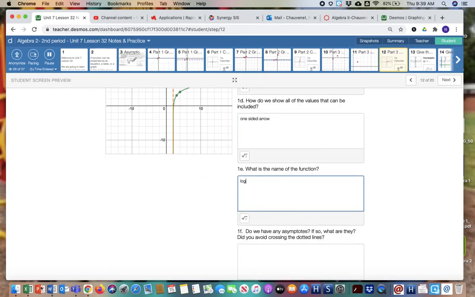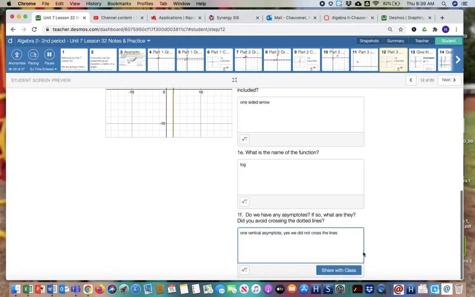What's the name of the function? Again, we can just call it a log function. Do we have any asymptotes? Yes, we have one vertical asymptote. Okay. And do we avoid crossing lines? Yes, we did not cross the lines. Okay.